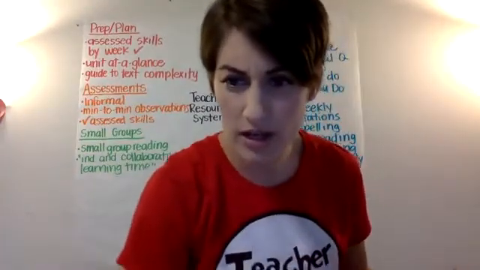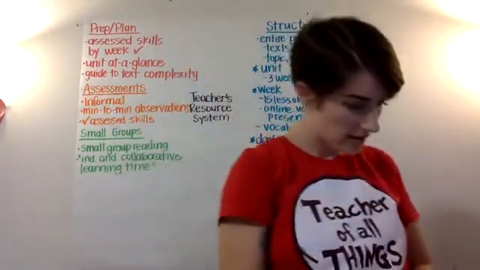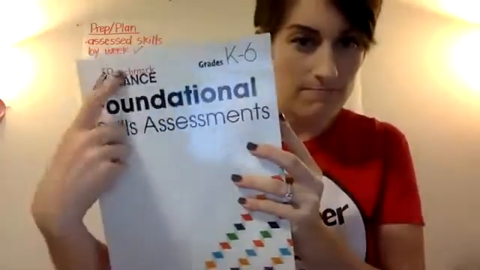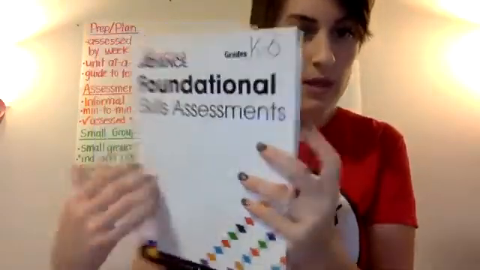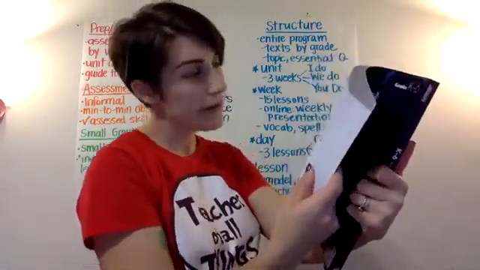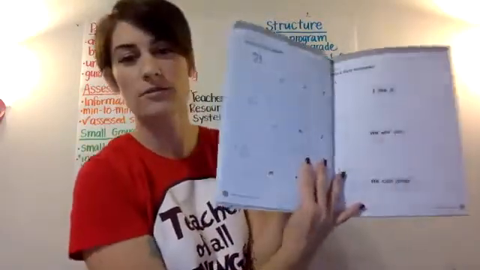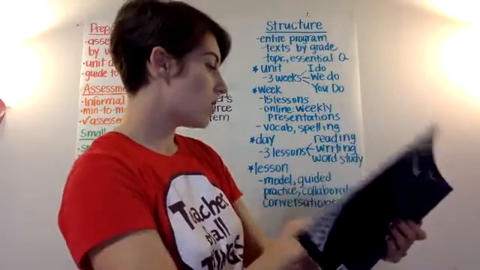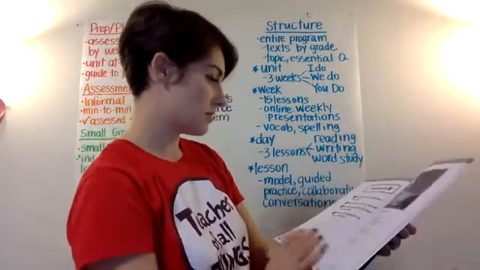Vicki, which book is the quick checks in? That is in the Foundational Skills Assessments. Same one for K through 6. You're also going to find other assessments in here. Letter recognition, letter sounds, you know, all the way to, oh, hey, here are the student pages.